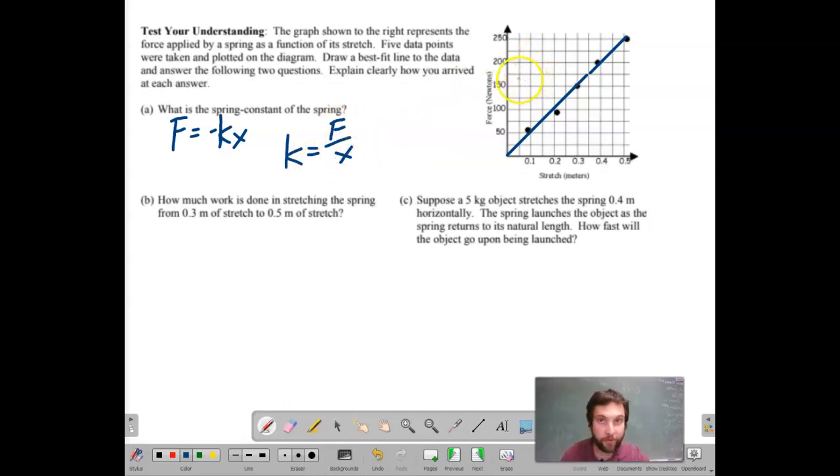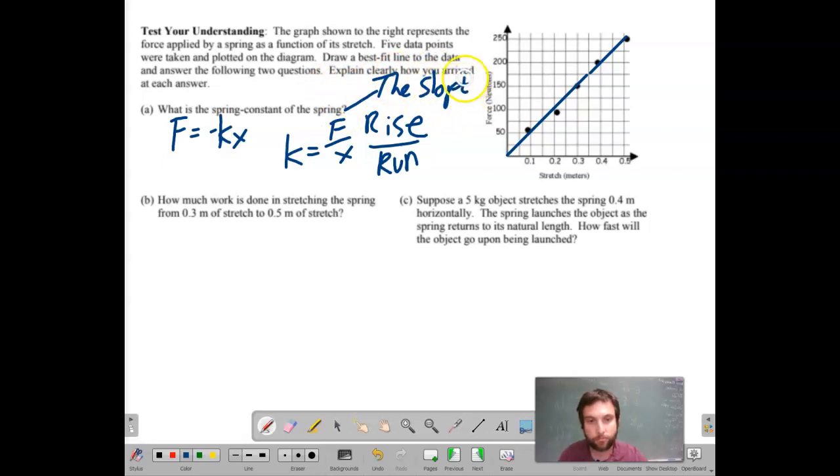Fraction and a graph. Fraction, graph. Rise over run. So what is K? The slope. And if you calculate this, the rise is 250 over the run is 0.5. So K equals 500 newtons per meter.